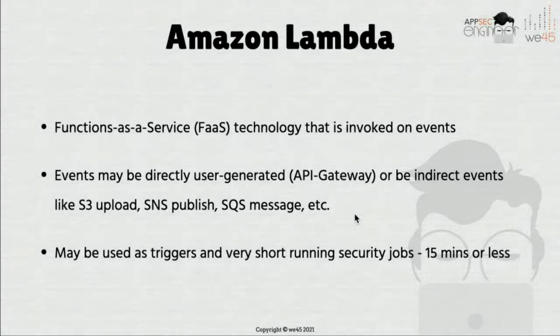AWS Lambda can be extremely dynamic in terms of use case, and you can integrate a bunch of security checks. You can also identify potential false positives by having your own logic integrated into a Lambda function where you can parse the results and then run them through your logic. This can be used to trigger very short running security jobs. Anything less than 15 minutes, you can look at AWS Lambda.